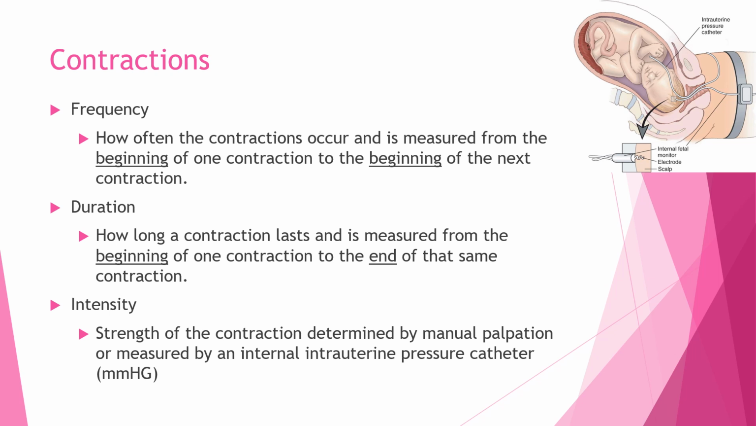And then lastly, you have intensity. This refers to the strength of the contraction determined by manual palpation or measured by an internal intrauterine pressure catheter, as I showed you earlier. The catheter is positioned in the uterine cavity through the cervix after the membranes have been ruptured. It reports intensity by measuring the pressure of the amniotic fluid inside the uterus in millimeters of mercury. It is not recommended for routine use in low-risk laboring women due to the potential risk of infection and injury to the placenta or fetus.